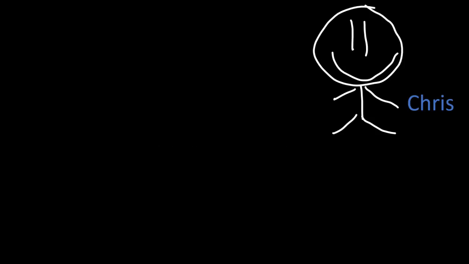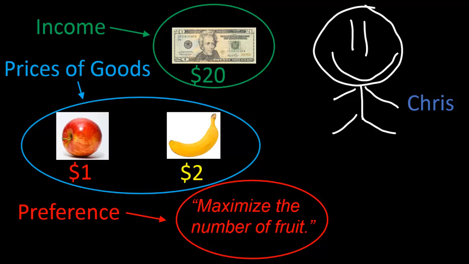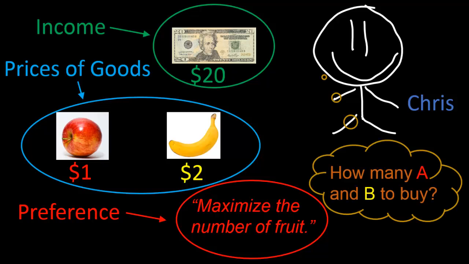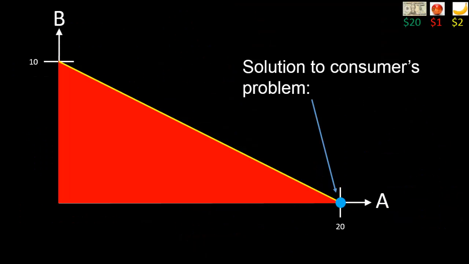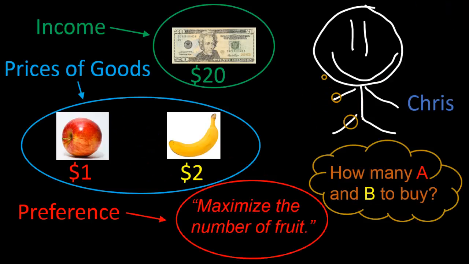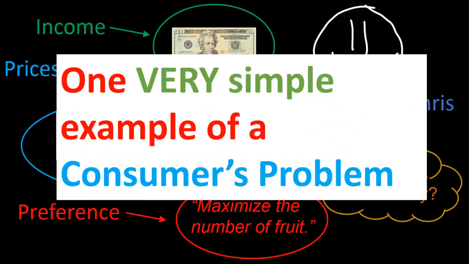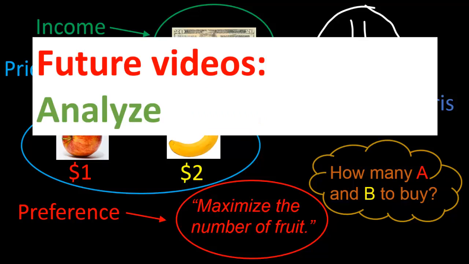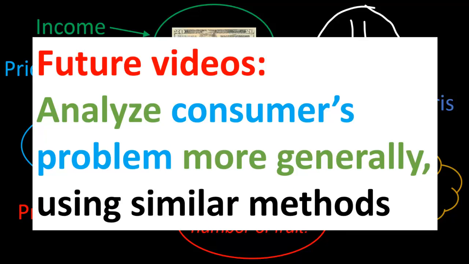And what exactly was the consumer's problem again? It was this. Given income, and given the prices of goods, and given a specification of preference, how many apples and bananas should Chris buy? And our solution to this consumer's problem was given precisely by the blue bundle. Chris's solution is to buy 20 apples and 0 bananas. So all we've done here is to solve one very simple example of a consumer's problem. In future videos, we'll see how we can analyze the consumer's problem in a more general setting using similar methods.